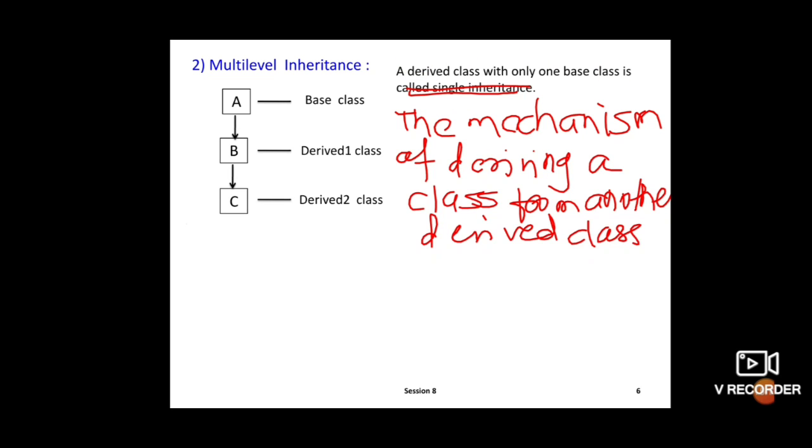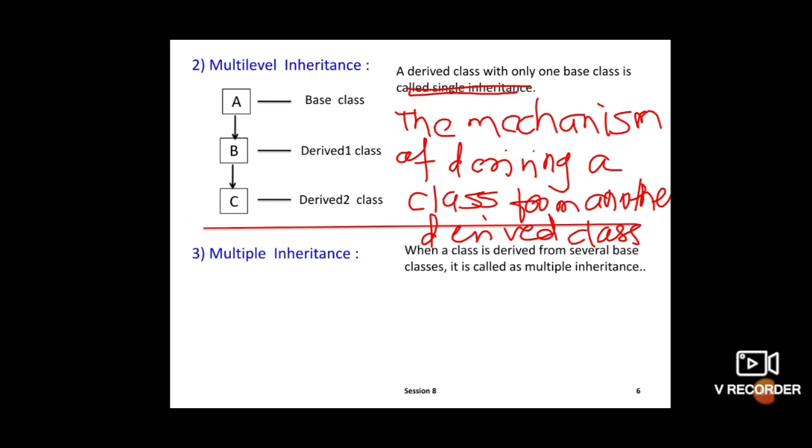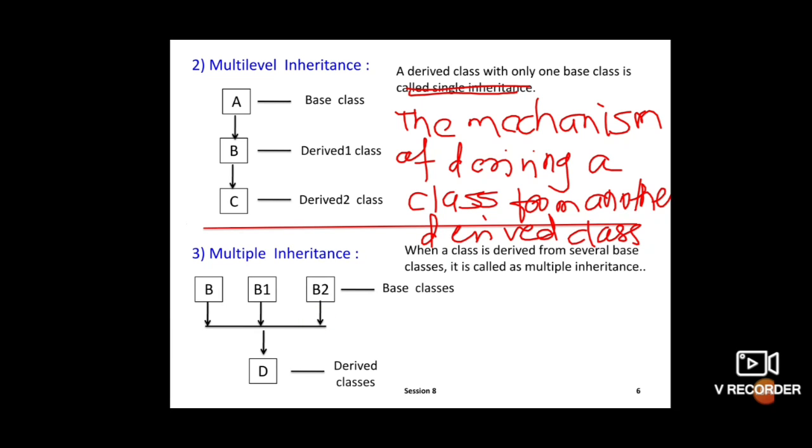Now next is multiple inheritance. In multiple inheritance, when a class is derived from several base classes, it is called multiple inheritance. See it diagrammatically: there is more than one base class here. B is a base class, B1 is a base class, B2 is a base class. From all these base classes, one derived class will be created, that is D. These are all the base classes and this is the one derived class. It is called multiple inheritance.